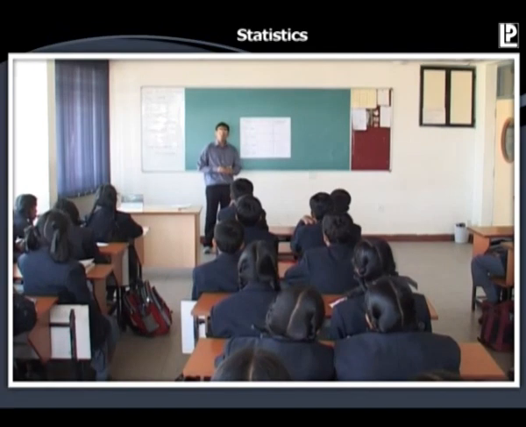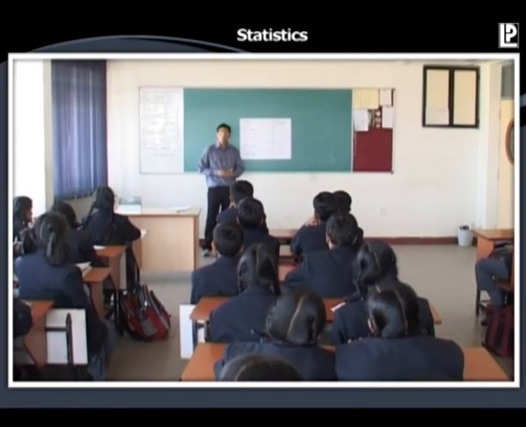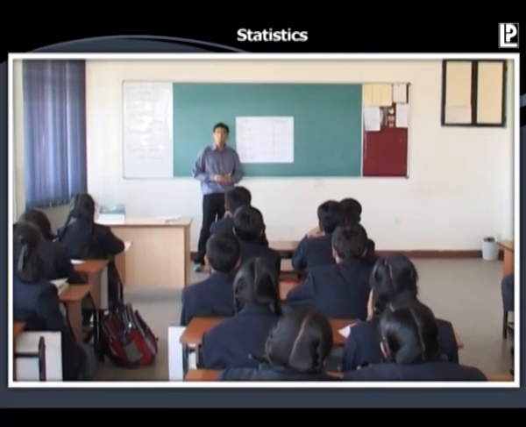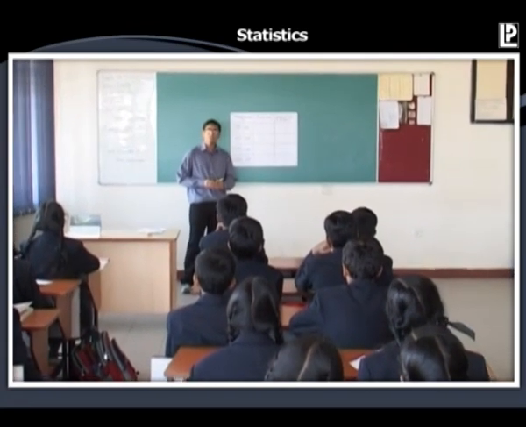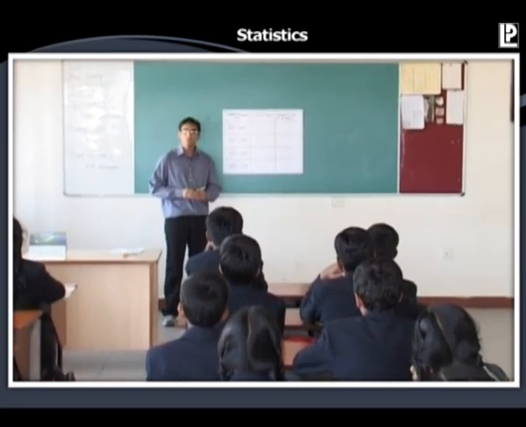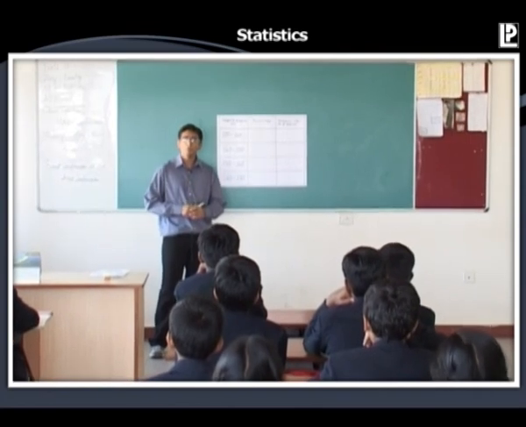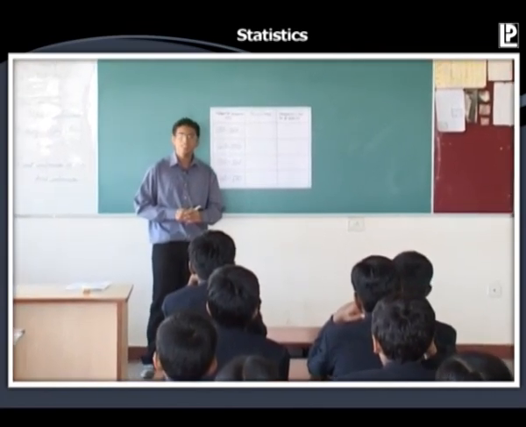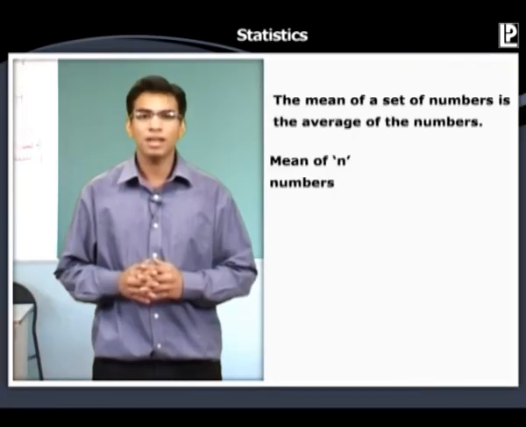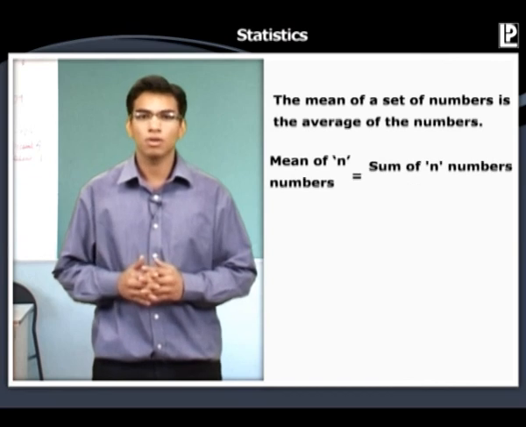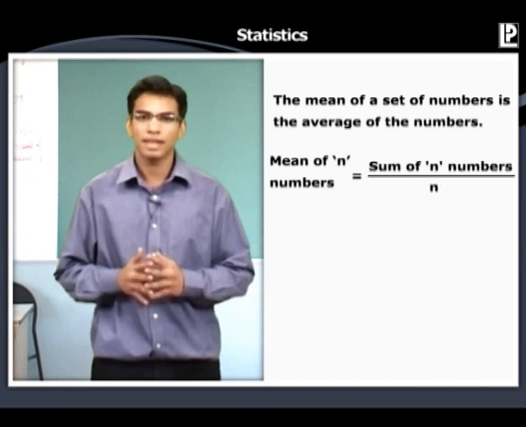What is the mean height of students in a class? Or what will be their average height? Both mean the same. Basically, the mean of a set of numbers is the average of the numbers. The mean of n numbers is the sum of n numbers divided by n.